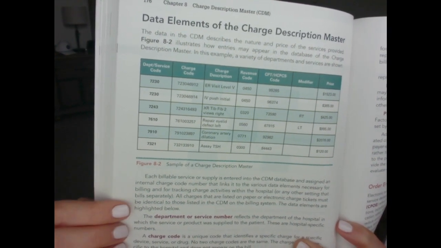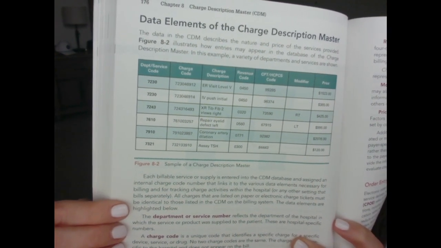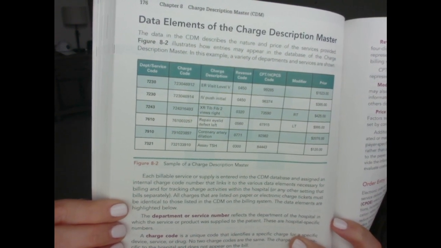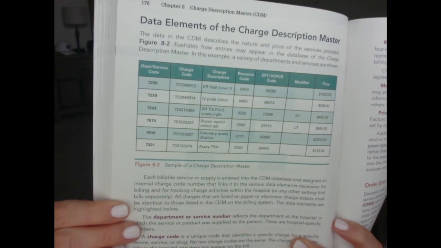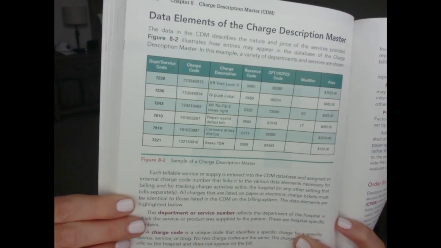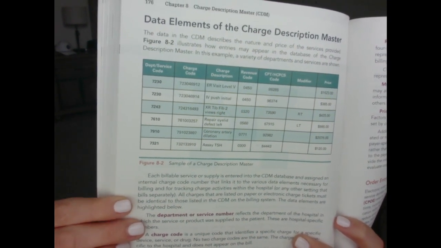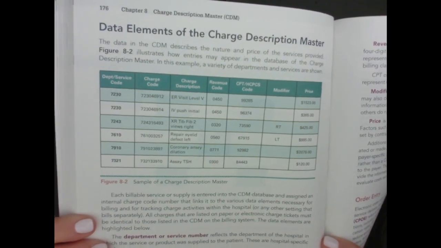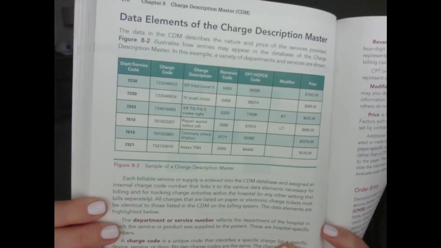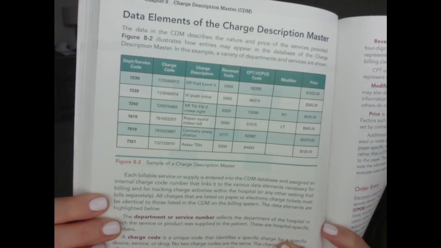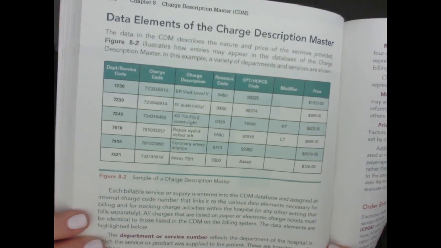And then the charge code, which I just mentioned, every service, device, drug, etc. is going to have a different code. And this is also specific to the hospital. It's going to be different at every facility. So that does not go on the bill, the patient's bill. And then the charge code description is just the text that says what the service or item is.